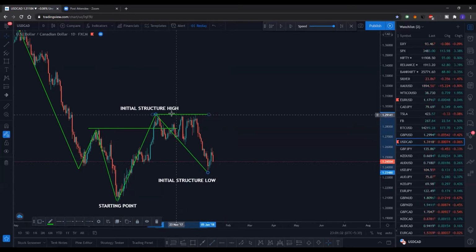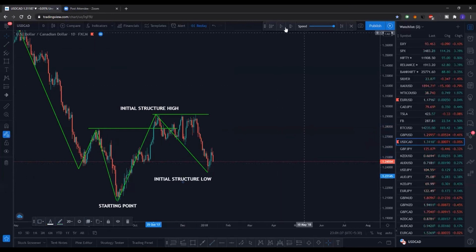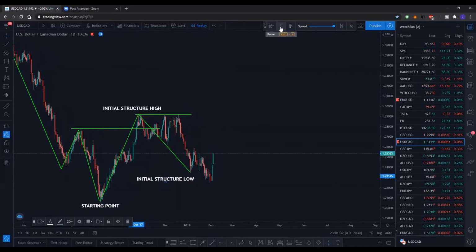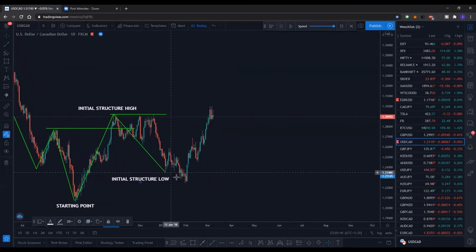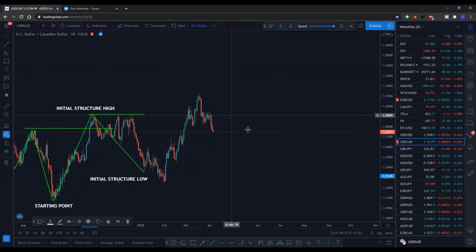But once we have a break and close above this, then we can call this the initial structure low. But let's see, do we have anything? See, again the market has come all the way down over here. Oh yeah, wait, I forgot to close.